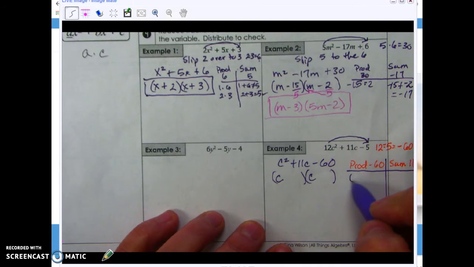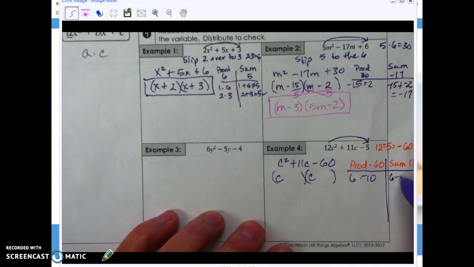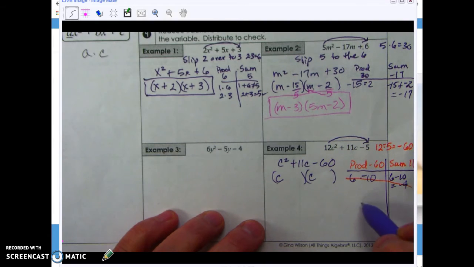So let's try 6 times 10. That comes to mind quickly. It's a negative 60, so I will make the 10 negative. So now 6 minus 10, nope, that equals negative 4. So that didn't work. And remember, it's trial and error. Sometimes we can think of it quickly, sometimes we can't. But the key is just keep working at it.